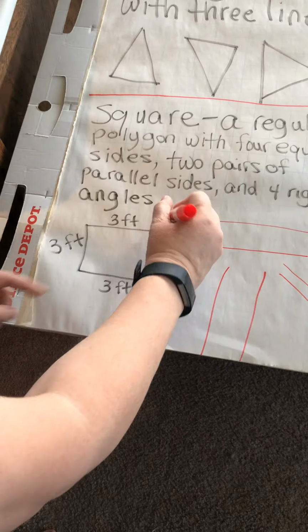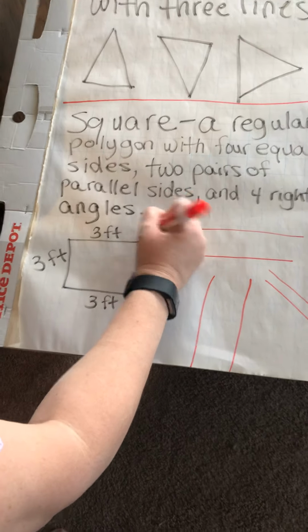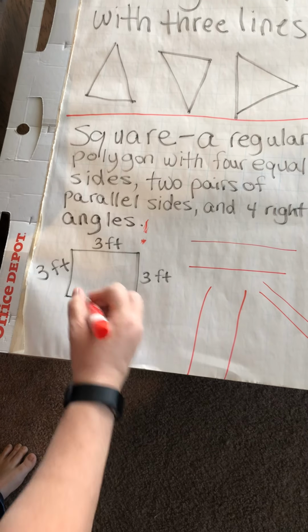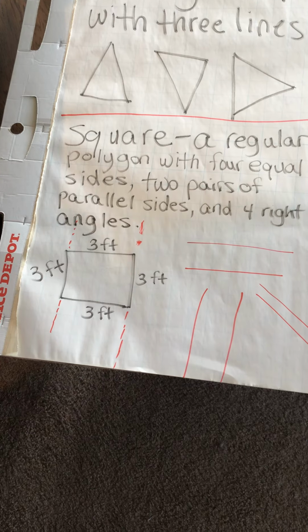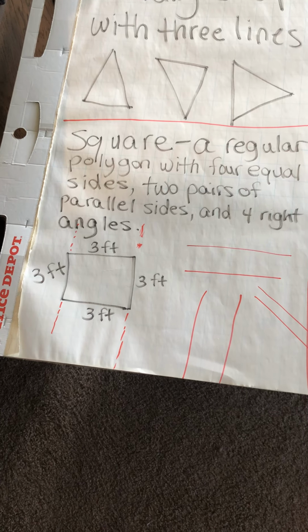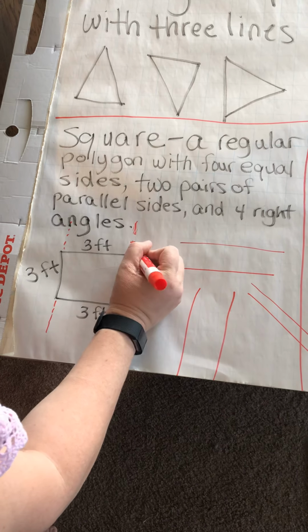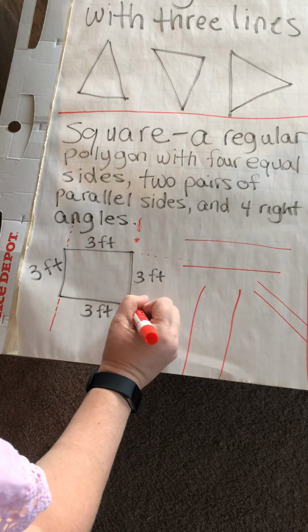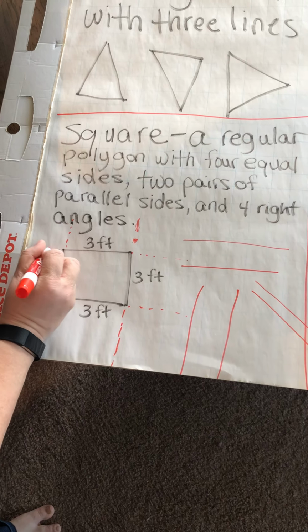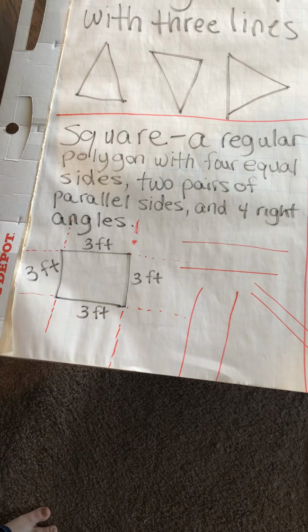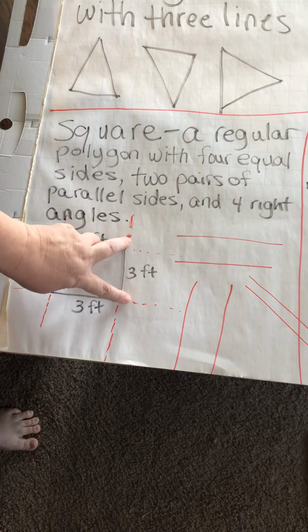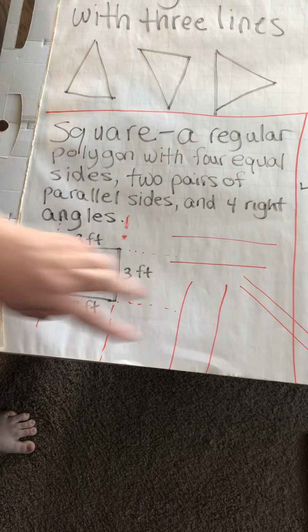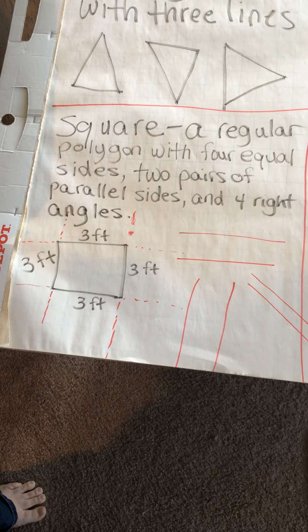So here is your first. There's your first set of parallel lines right there. Okay, that's 1 pair of parallel lines. Your second pair is going to be this one. So that makes 2 pairs of parallel sides, okay? They will never touch. They can just keep going, but they will never touch. Okay? We're going to look at the rectangle.